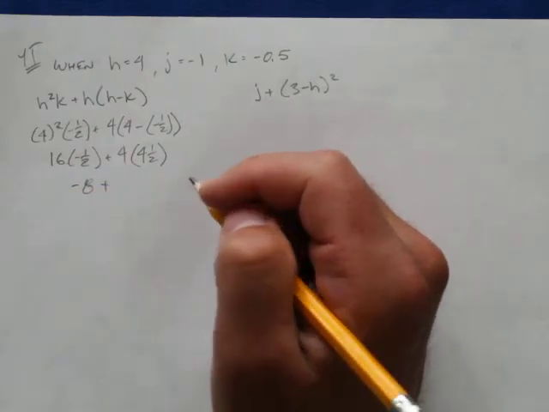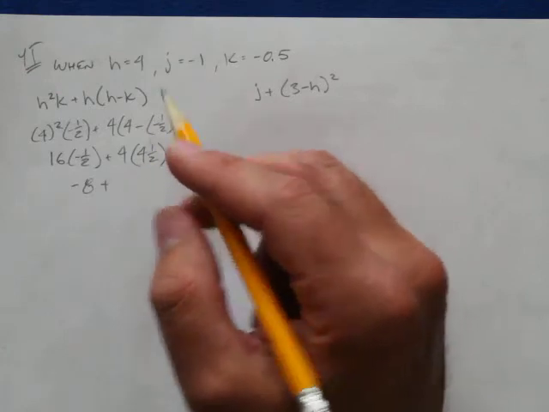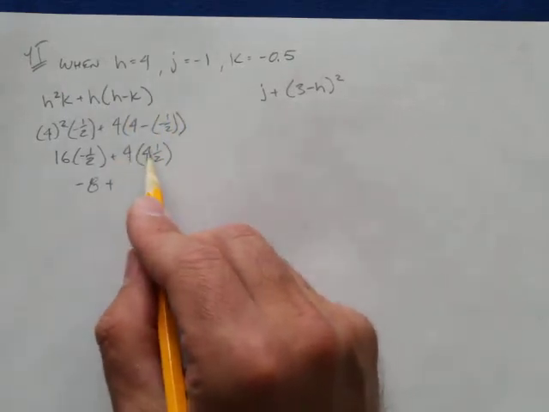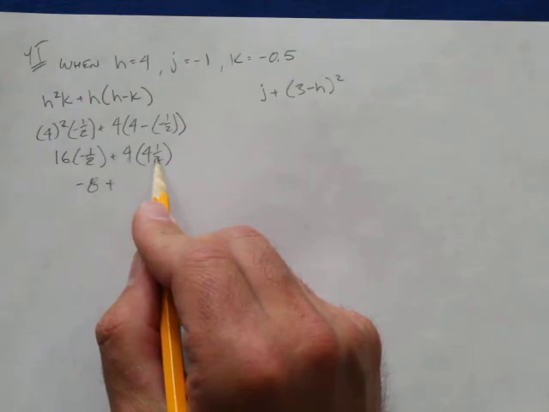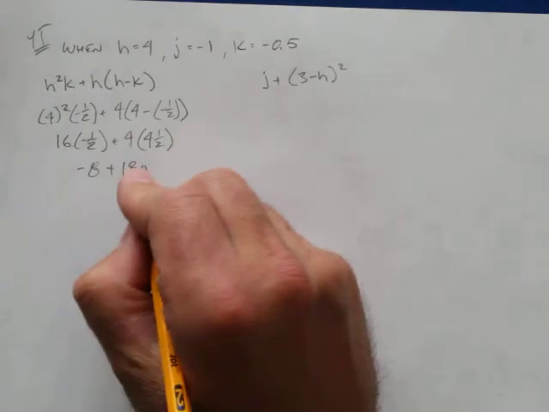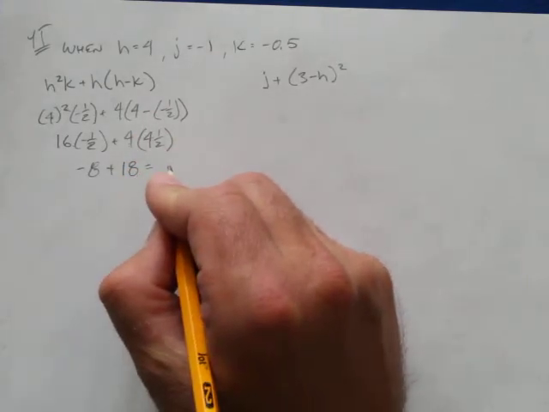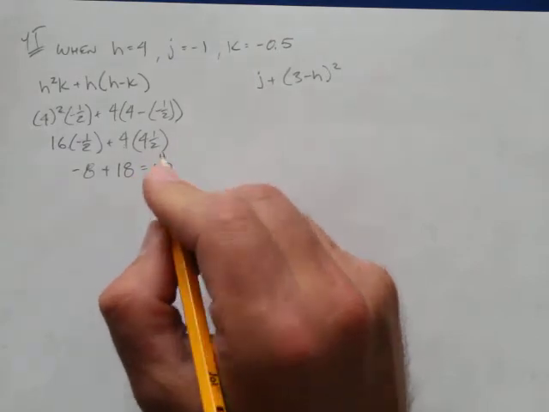Plus 4 times 4.5. So we can do this. 4 times 4 is 16. And then half of 4 is 2. So that means I have 18. 16 plus 2 is 18. Negative 8 plus 18, excuse me, is positive 10.